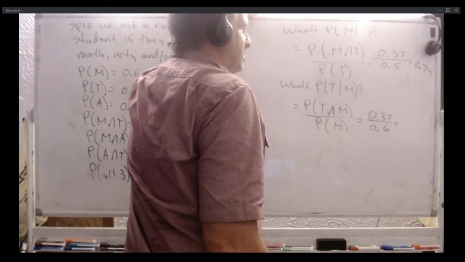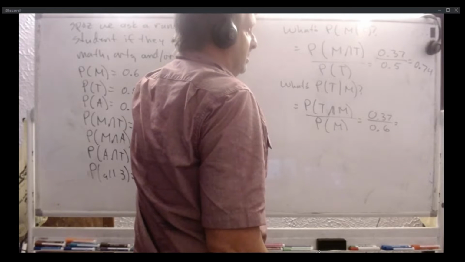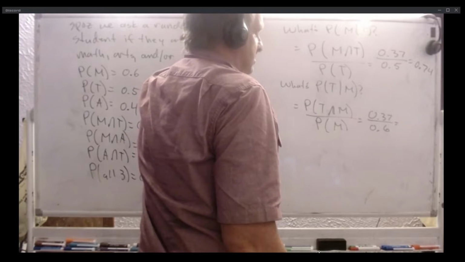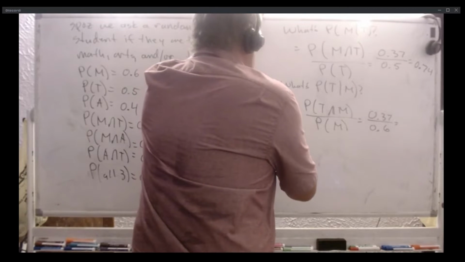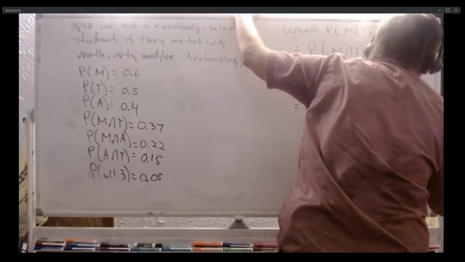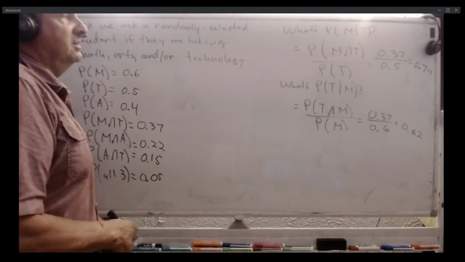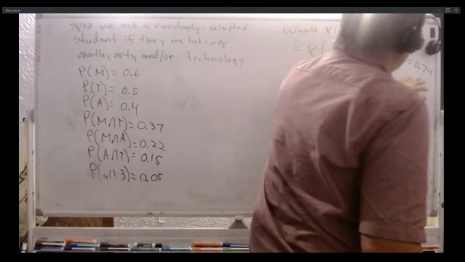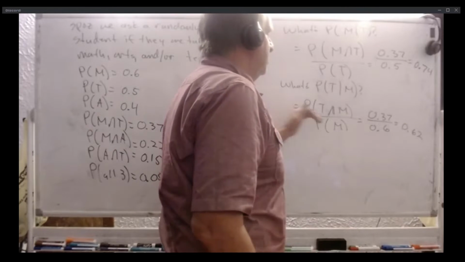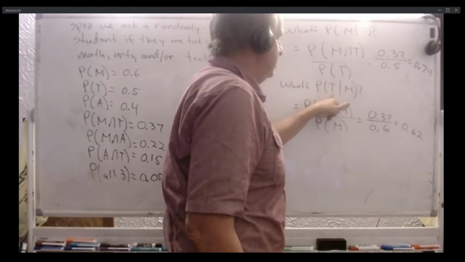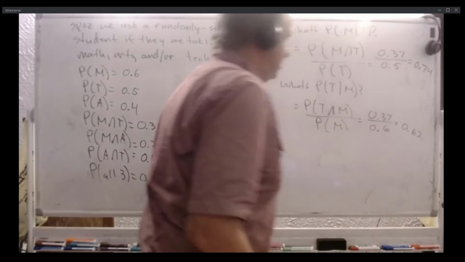Okay. We're going to get a slightly lower number than what we got before. It's 0.62. So, if we know that they're taking a technology course, the probability they're taking a math course at the same time is 0.74. On the other hand, if we know they're taking a math course, the probability that they're taking a technical course is a little bit lower, 0.62.